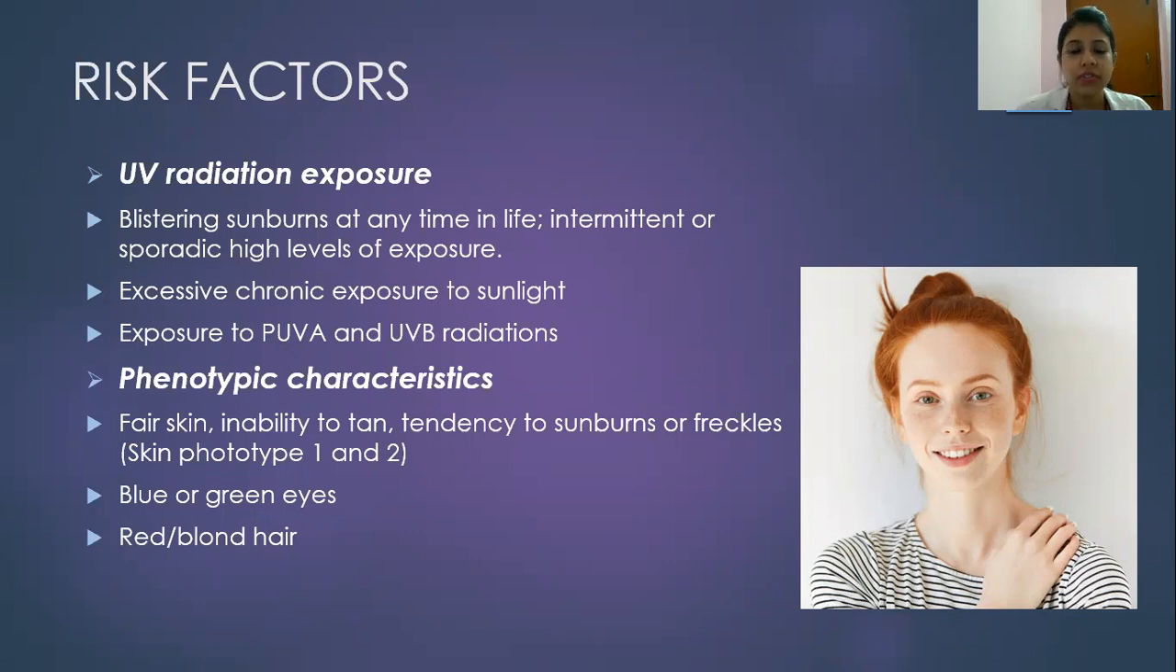So this photo is of Fitzpatrick type 1. She belongs to that type. She has red hair and green eyes. These people will have less tendency to tan. They won't tan, but they can develop sunburn and freckles, and they have more risk to develop melanoma.